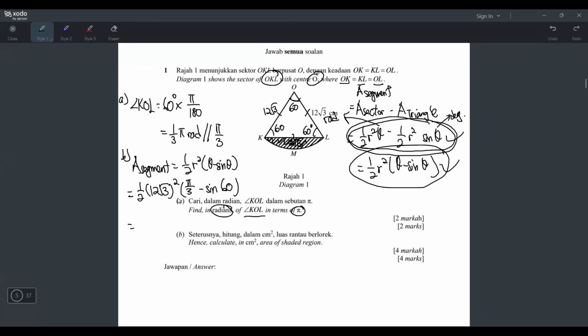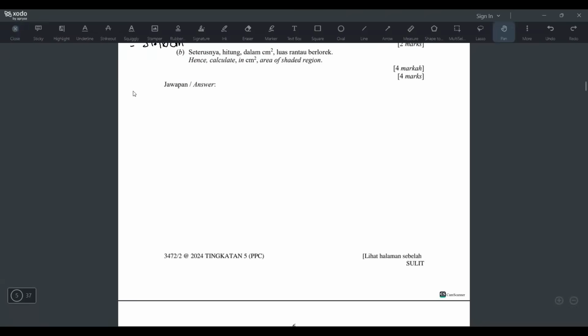So now you can use your calculator. The pi, they never say use 3.142 or 22 over 7, so I'm just going to use 3.142. So let me press 3.142 divide 3 minus sine 60, equal first, and then answer times 12 square root 3 squared. Let me open bracket, square root 3, close bracket, squared, and then don't forget to divide 2. I will press everything in my calculator and I get 39.16. So you just write in 4 significant figures and then write cm squared, right? And that's all. So that's it, right?